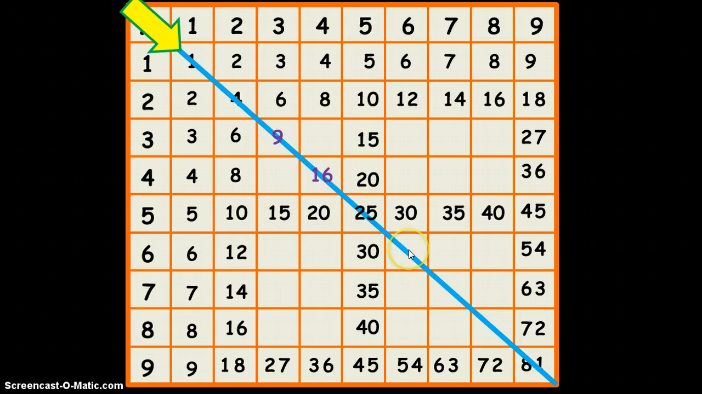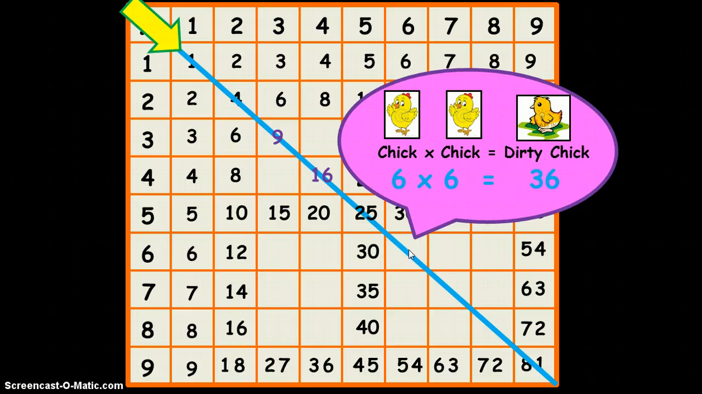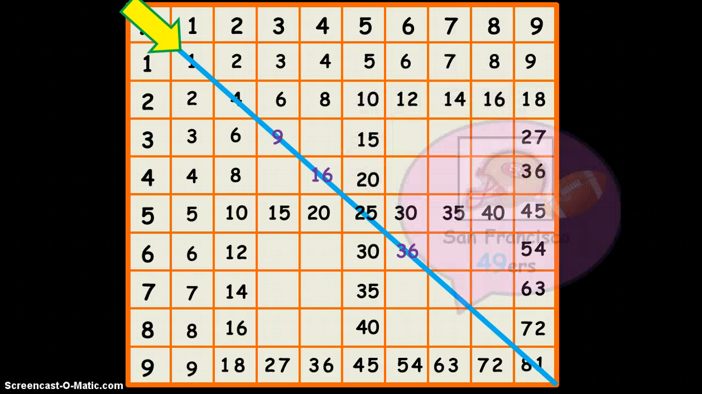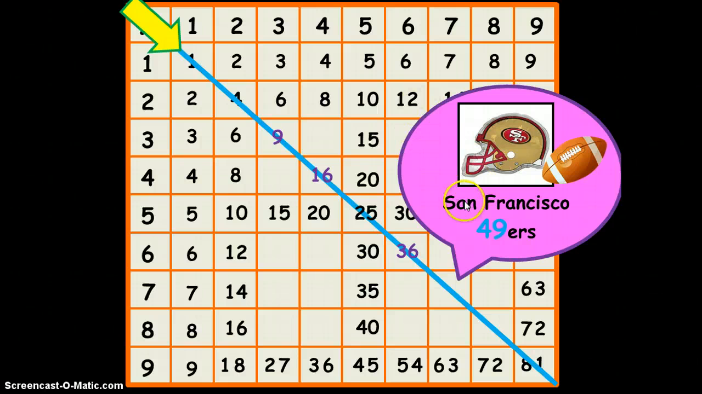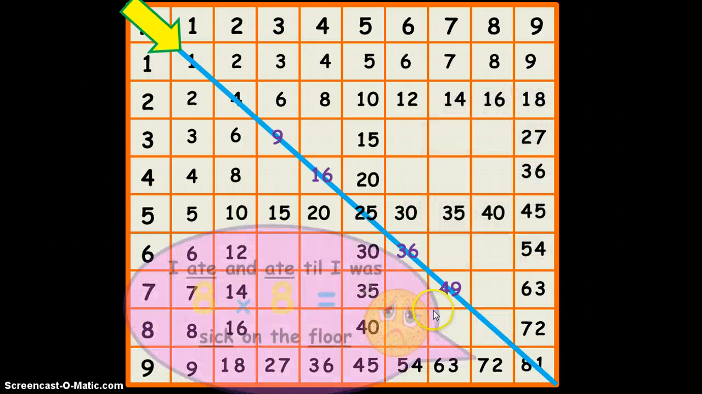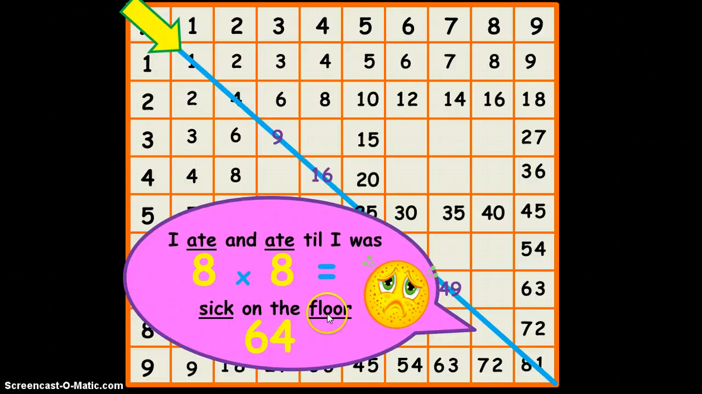It's 25. The next thing is 6 times 6. And we remember this. Chick times chick equals dirty chick. 6 times 6 is 36. The next thing we want to do is our 7s, and we remember that 7 times 7 is our football reminder. The San Francisco 49ers are 7 times 7 equals 49. And the very last one is 8 times 8, and we remember our 8s like this. I ate and ate till I was sick on the floor. 8 times 8 is 64.